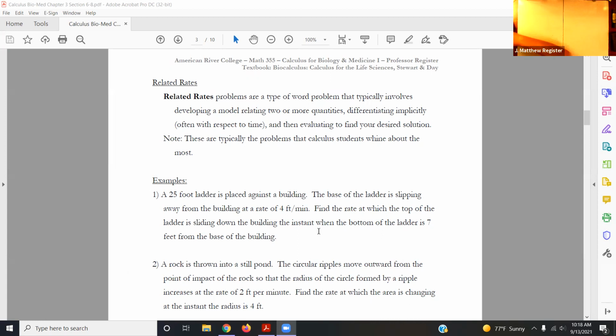But let's look at this first example. A 25-foot ladder is placed against a building. The base of the ladder is slipping away from the building at a rate of 4 feet per minute. Find the rate at which the top of the ladder is sliding down the building the instant when the bottom of the ladder is 7 feet away from the building.